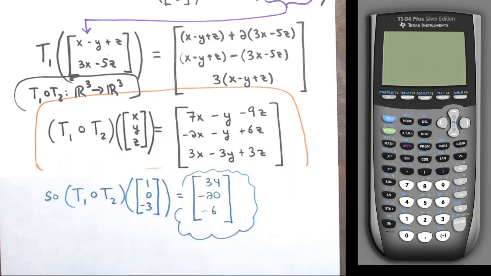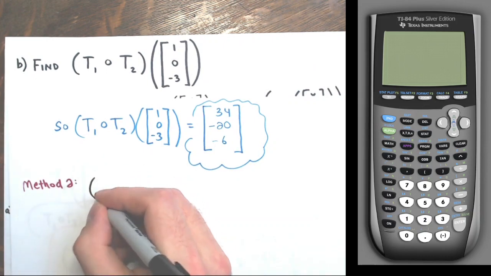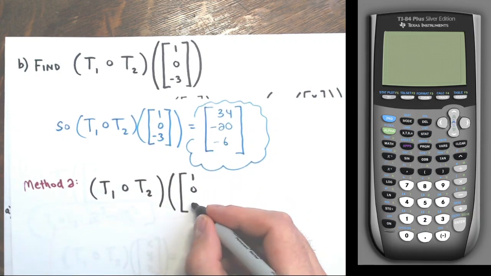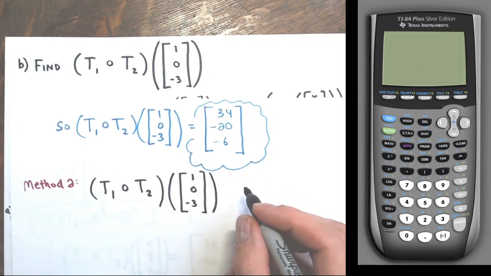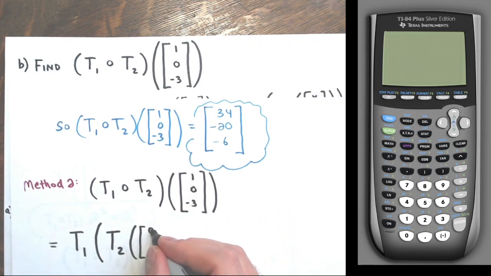Again, you find in general what happens, and then you plug in specific numbers, specific vectors. Method 2 was just to use that specific vector from the beginning. So if I want T1 composed with T2 at the vector 1, 0, negative 3, I just remember how this is defined. This is T1 at T2 at the vector 1, 0, negative 3. And then I do this first, you apply T2 first.